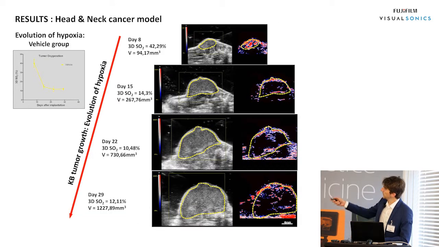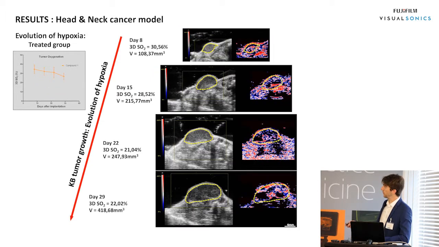For the vehicle group, as you can see here, this small tumor with a volume at 94 millimeters cube and SO2 at 42%. Then with time, you can see here large hypoxic area inside this tumor. So at the end of the study, this tumor was only 12% of oxygenation.